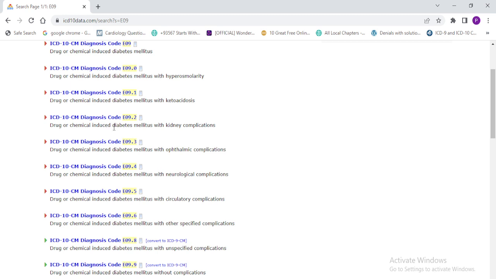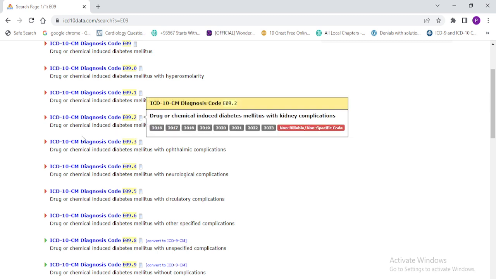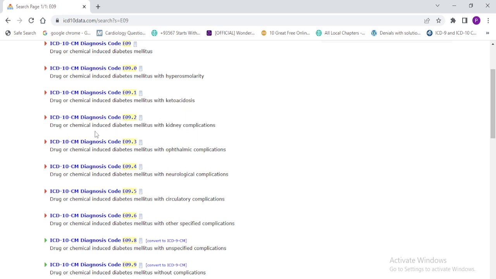So basically, how do we understand this? For example, if you take E09.2, here the patient has drug-induced diabetes mellitus and also the patient may have kidney complications. So if the documentation contains drug or chemical induced diabetes mellitus with kidney complications, we need to code E09.2.